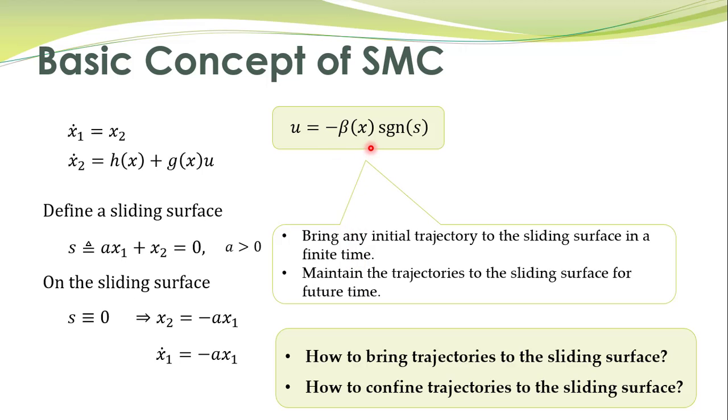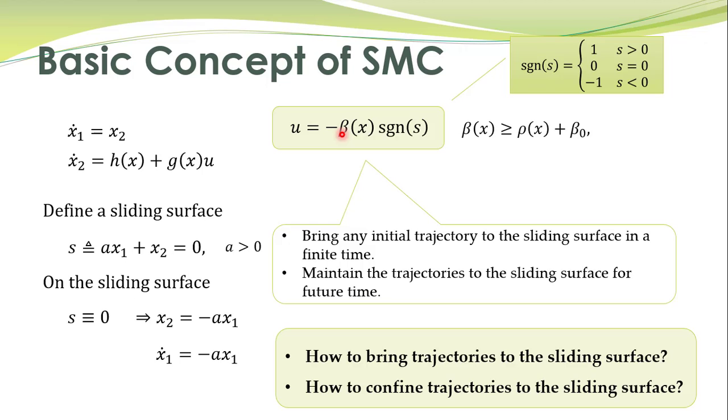What is this control action? What is this signum function, SGN, signum of S? That is basically sign of S, and you are already familiar with this thing. Signum of S is equal to 1 if S is positive, it is equal to -1 if S is negative, and it is equal to 0 if S is equal to 0. And what is this beta? Beta is basically given by this expression.